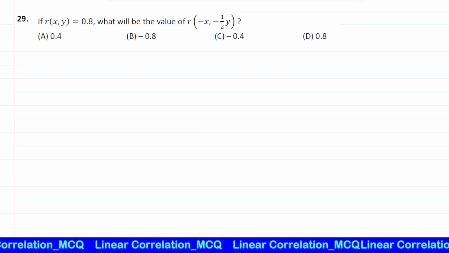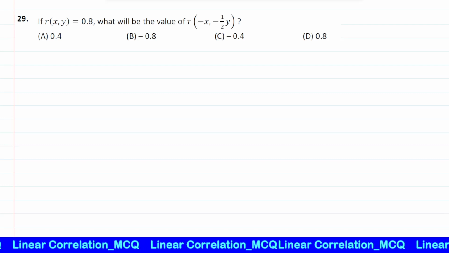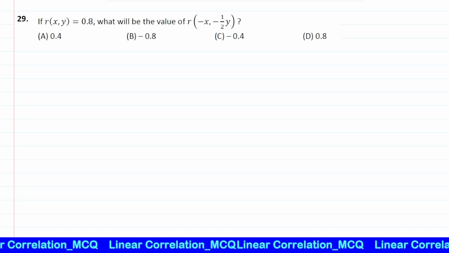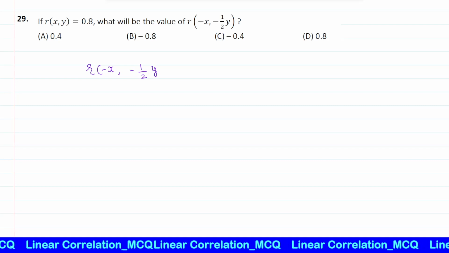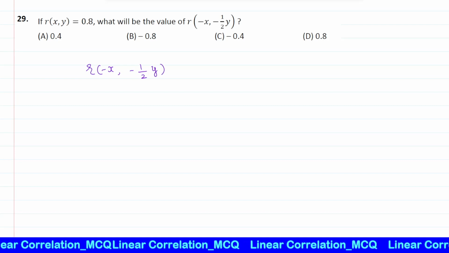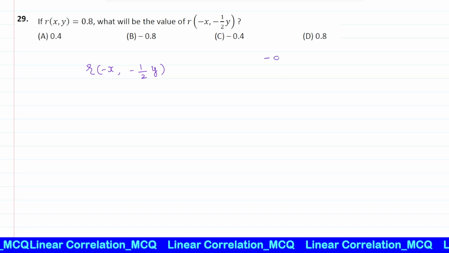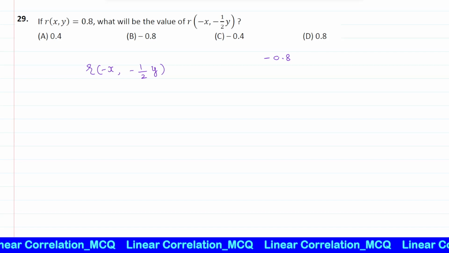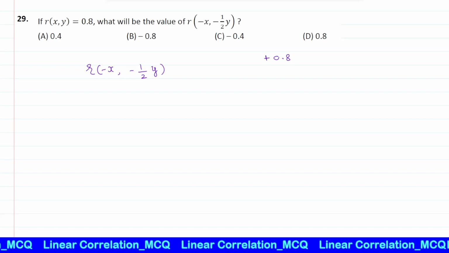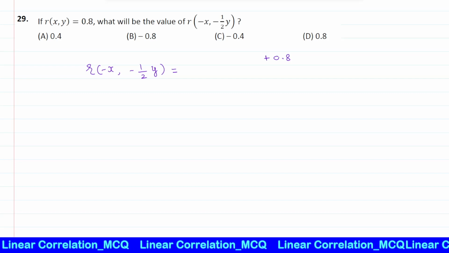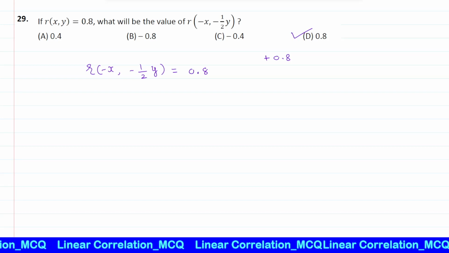Question number 29. Rxy equals 0.8, then what will be the value of R of minus X, minus Y? See here, if we change the sign of X, the value of Rxy changes only in sign, to minus 0.8. If we also change the sign of Y, it changes again, and minus minus becomes plus. So R of minus X, minus Y equals 0.8, which is given in option D. Option D is correct.